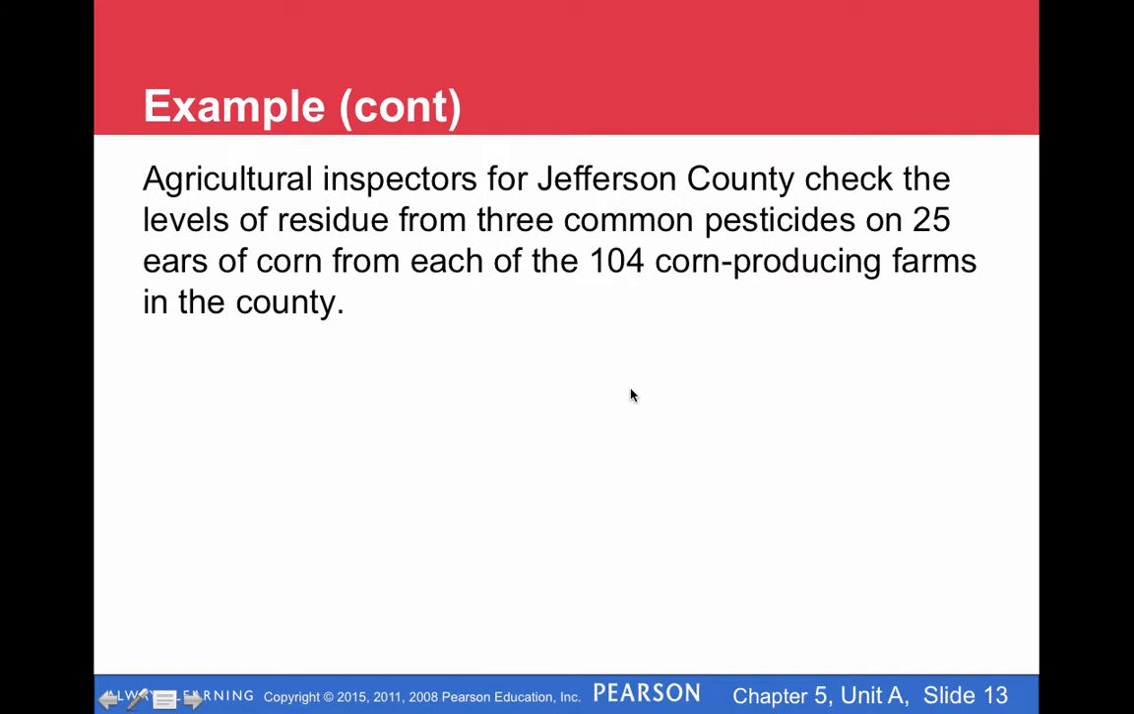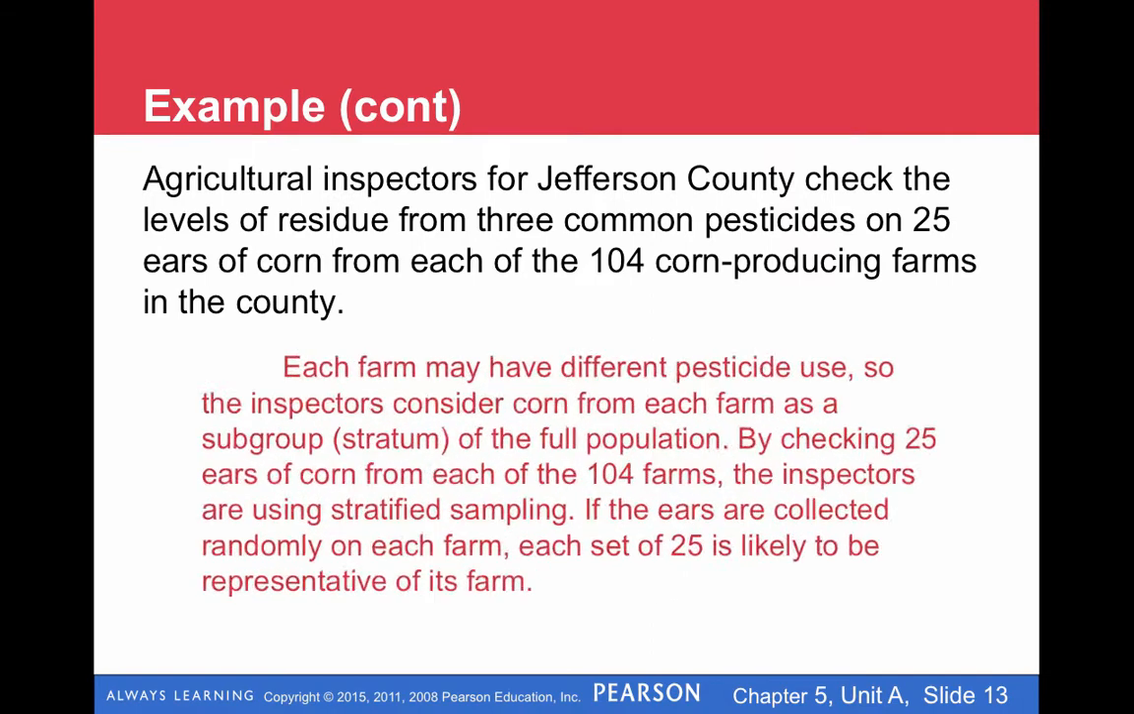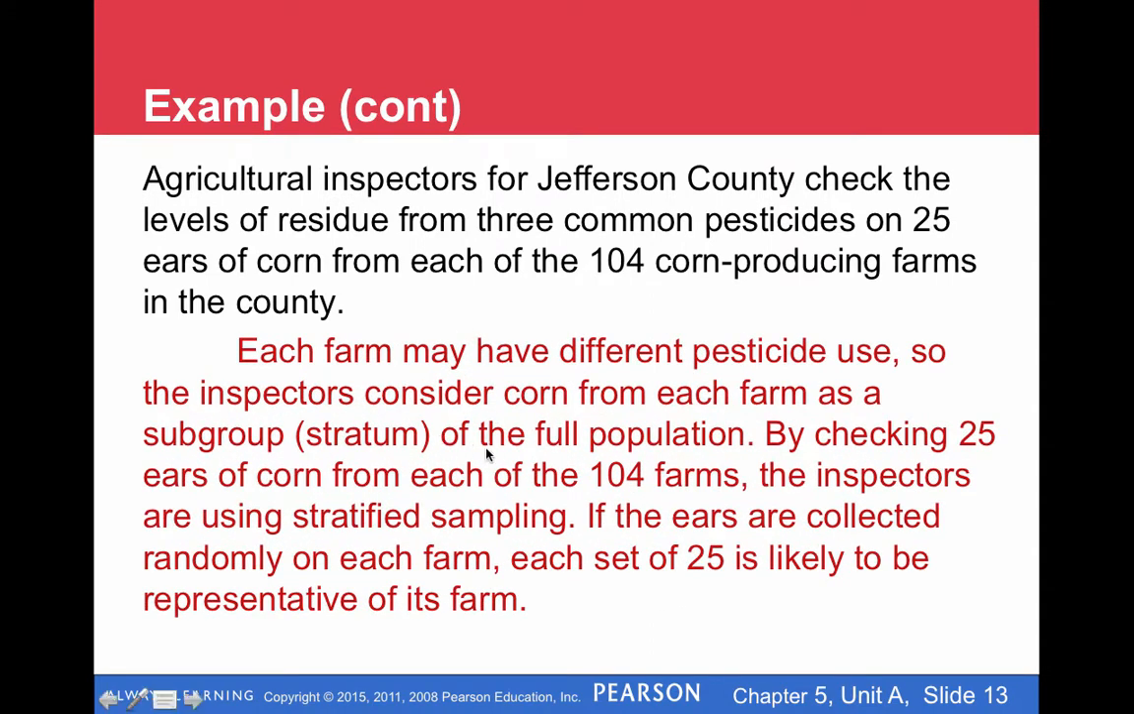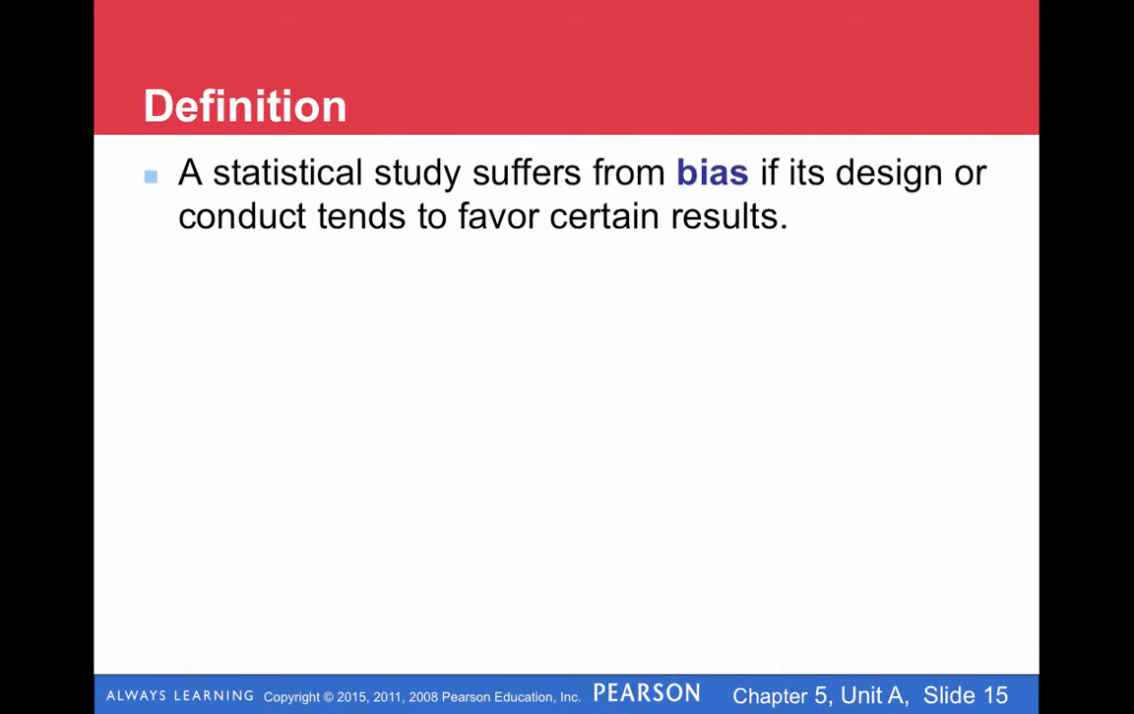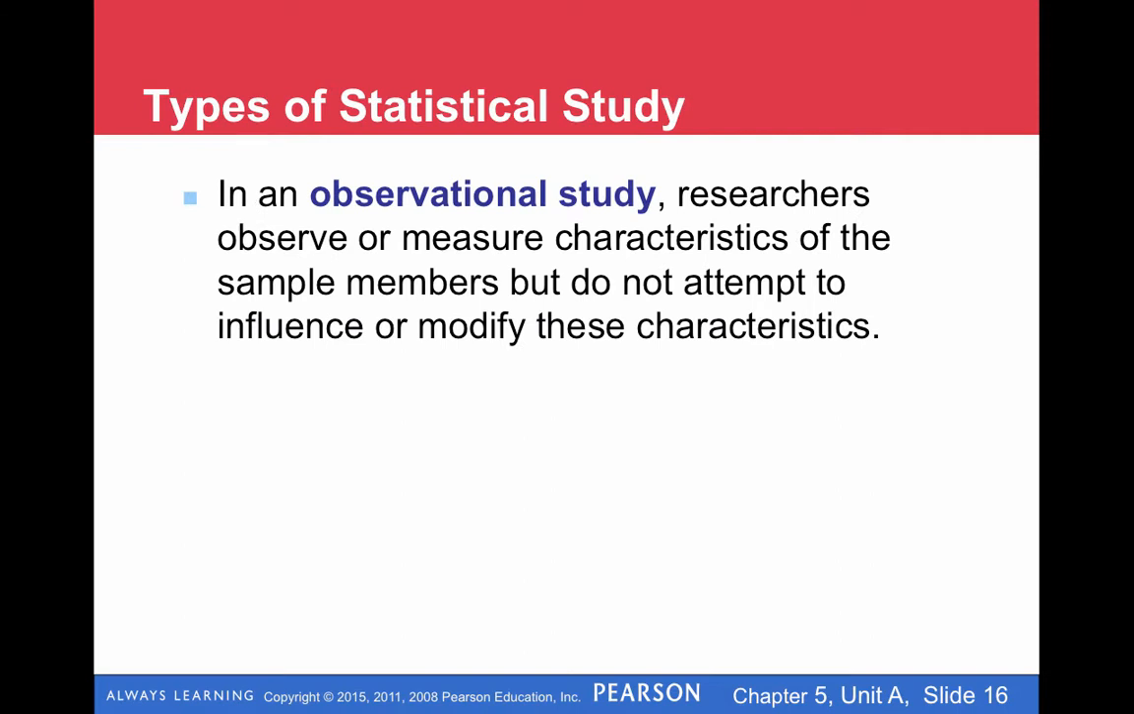Agricultural inspectors for Jefferson County check the levels of residue on 25 ears of corn from each of the 104 corn-producing farms in the county. So each farm is like a subgroup, or a stratum, so this is stratified sampling. And this one says, anthropologists determined the average brain size of early Neanderthals in Europe by studying skulls found at 3 sites in southern Europe. This is somewhat convenient because they just use the only data that they have. Okay, we've already talked about bias.